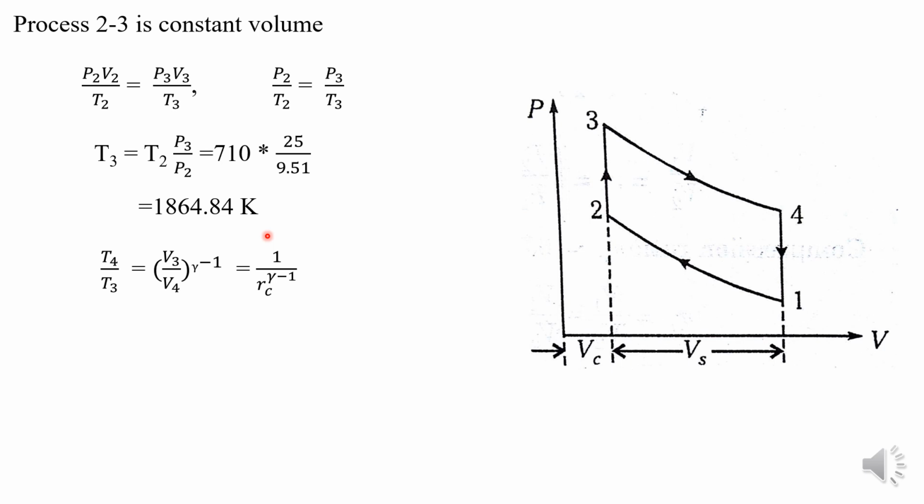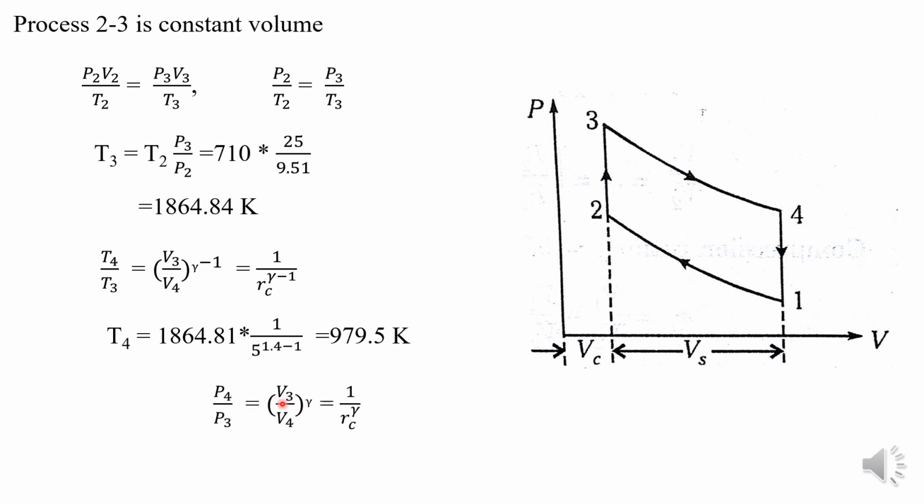So again, the 3 to 4 relation you have to remember. Using this relation you get the value of T4. T3 you know, so you get the value of T4. Next, again using the pressure and volume relation, get the value of P4. So in this way you are going to find out the pressure and temperature at all salient points.